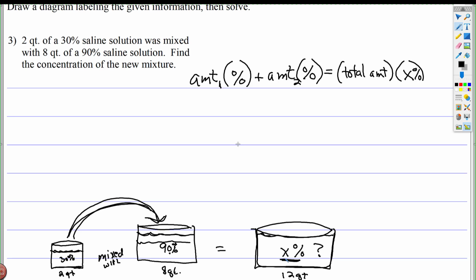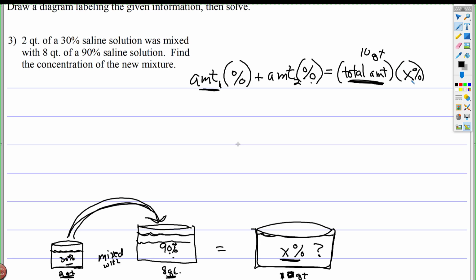So here's the formula. You take the first amount, the 2 quarts, times its percentage, plus the second amount, the 8 quarts, times its percentage, and that's going to equal the total amount. Well, the total is 2 quart. Oh, that's a 10 quart. Sorry, your teacher can't do math. Add the numbers together. So that's going to be 10 quarts in there. But we don't know this percentage.